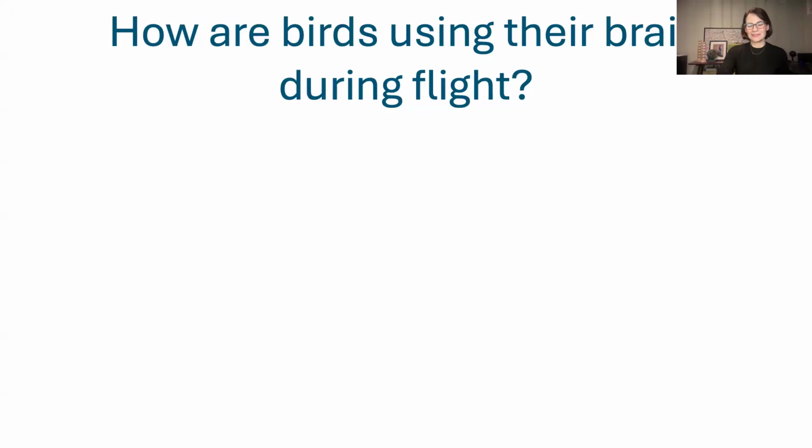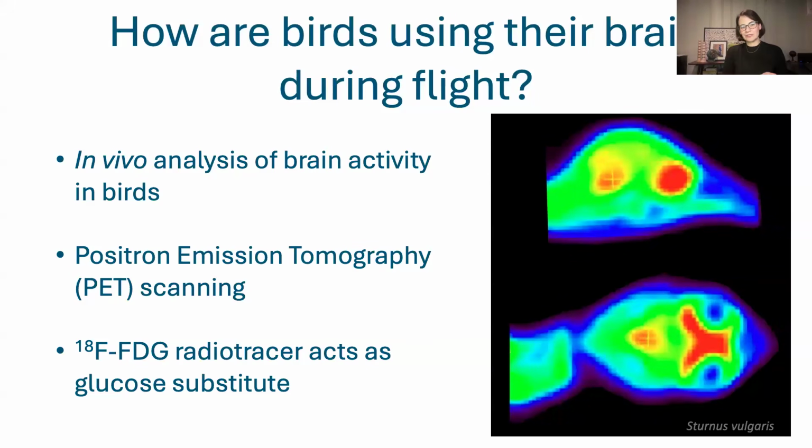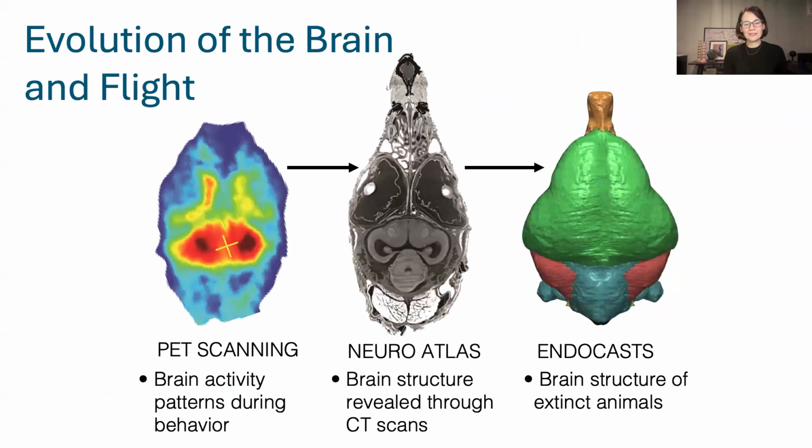And so this, as I mentioned, kind of brought me into some more experimental work, actually using positron emission tomography or PET scanning to create activity maps of the brain of flying birds. What this allows us to do is to draw this direct line of inference from the activity patterns in the brain to the structure of the brain, and then finally to the deep history of the brain that we see in endocasts.